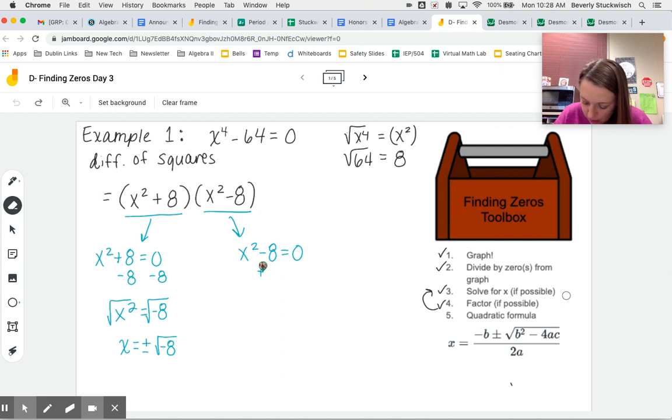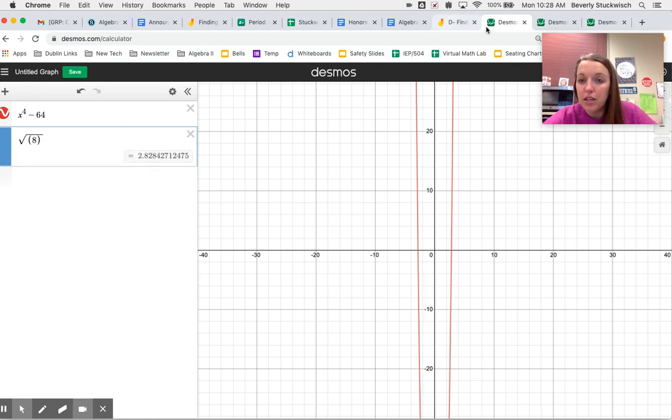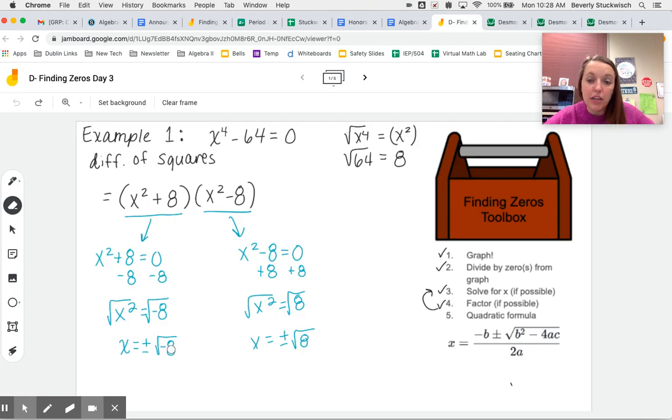We do the same thing over here, and we'll simplify that in a minute. And we get x squared equals 8. Square root both sides, and we get x equals plus or minus the square root of 8. Well, guess what the square root of 8 is? Square root of 8 is approximately 2.828. So that's why we see those zeros there. But we also have some imaginaries of those with this negative in here. So we can simplify this to be plus or minus i times the square root of 8. And I would accept these as your 4 answers.